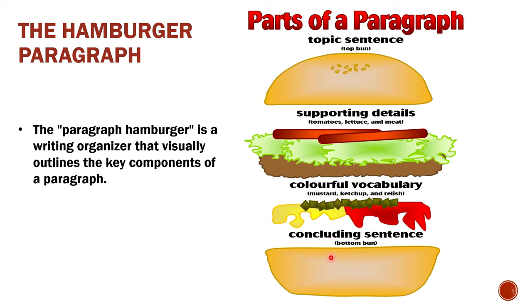Now, concluding sentence is the bottom bun, and we see that these two are the most important parts, in the sense that without them, the burger is not complete. Burger is going to be complete when you add supporting details, colorful vocabulary. Without these things, it will not become a burger. They will remain buns. So bun has to become a burger when you add the details of different types. But the thing is that without the top and bottom buns, you cannot make a burger. So it's a term used for visually telling the students how your paragraph should look like, right? So this is how you need to remember.